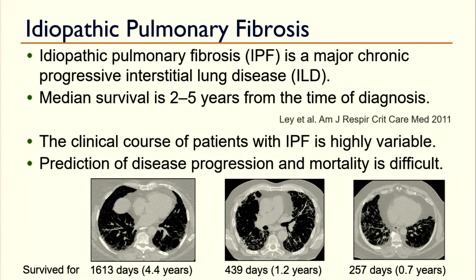The IPF, or idiopathic pulmonary fibrosis, is a major chronic progressive interstitial lung disease. It turns out that the median survival time of a patient with IPF is only about 2 to 5 years from the time of the diagnosis, and this is obviously poor. Another problem is that the disease progression of IPF patients is highly variable. Therefore, it is difficult to make accurate predictions about the progression and mortality of patients with IPF.